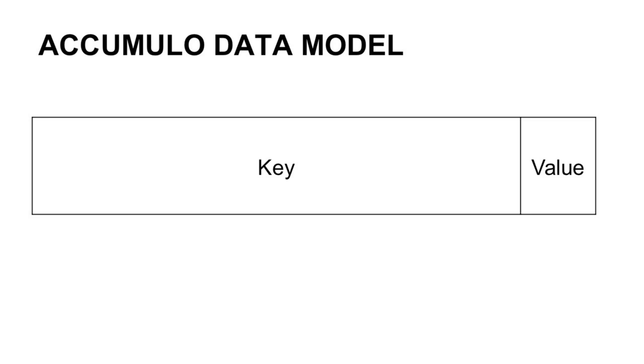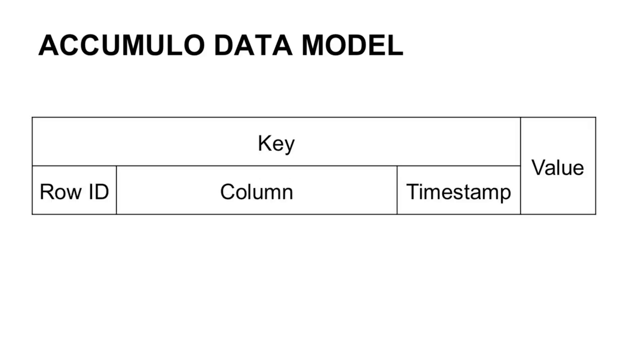Keys in Accumulo consist of multiple components, and these components give application designers some control over how data is handled. We'll talk about the main components of the key first, and then go into more details about each component and how they might be used. Keys consist of three main components: a row ID, a column, and a timestamp.